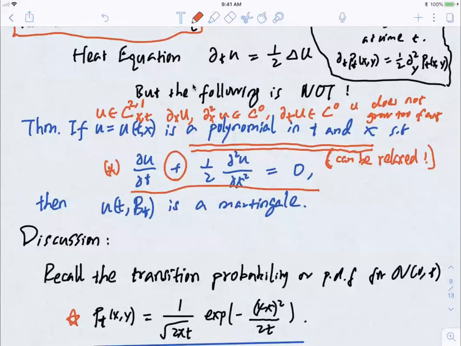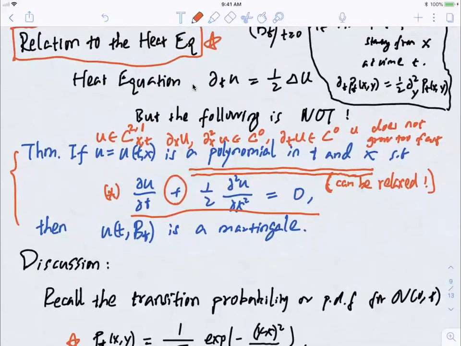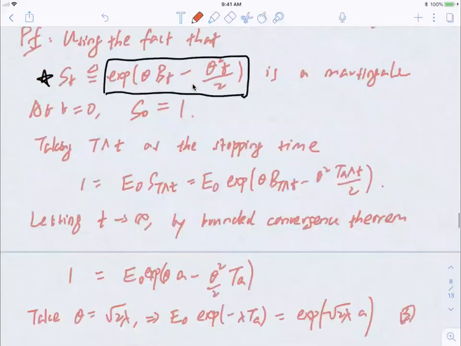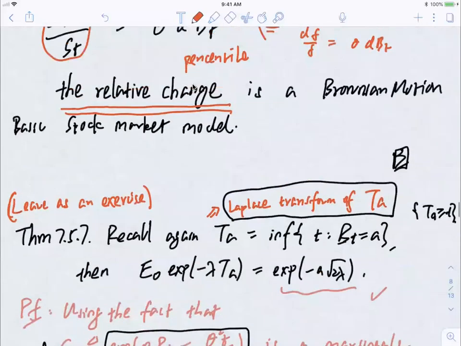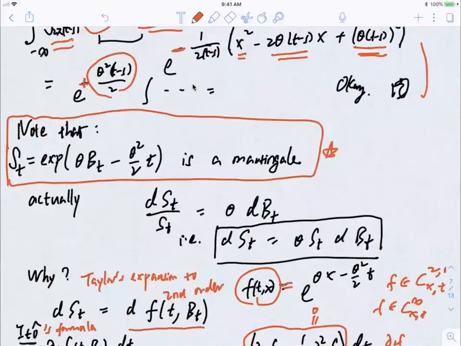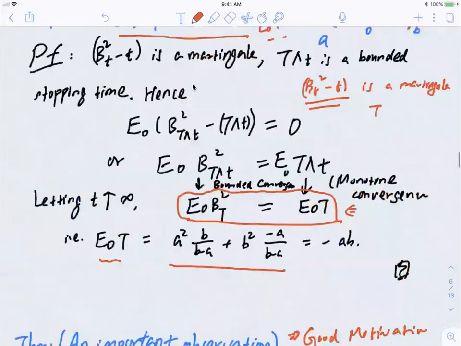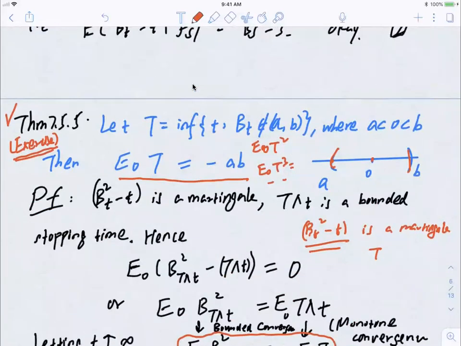Then u is a martingale. u is a martingale. So I can tell you, this theory captures the previous discussion. It captures this discussion, it captures this, and also B_t, and also this one, and also this one.